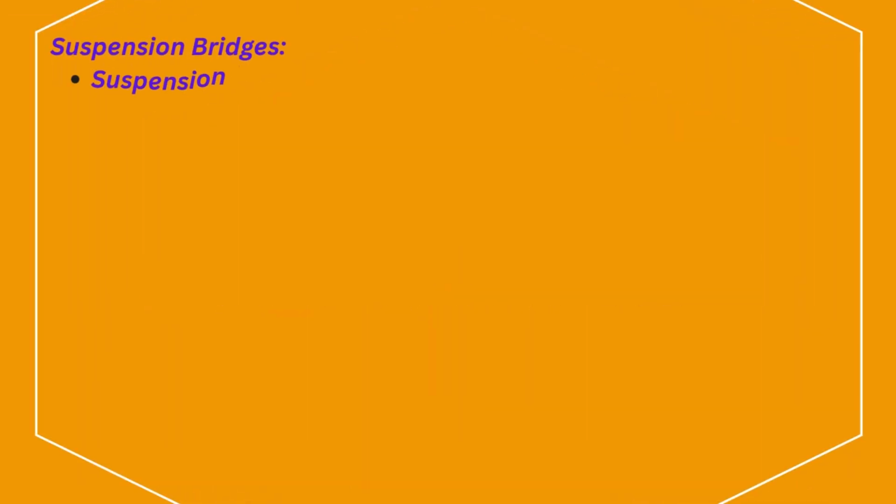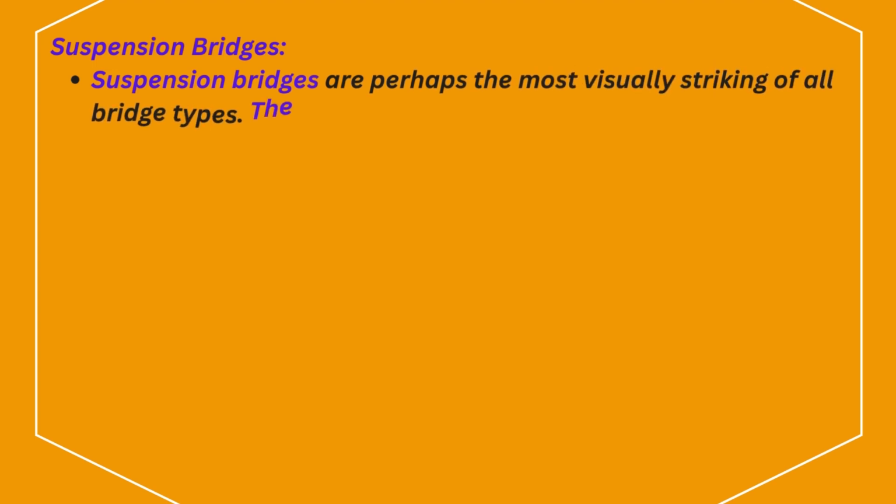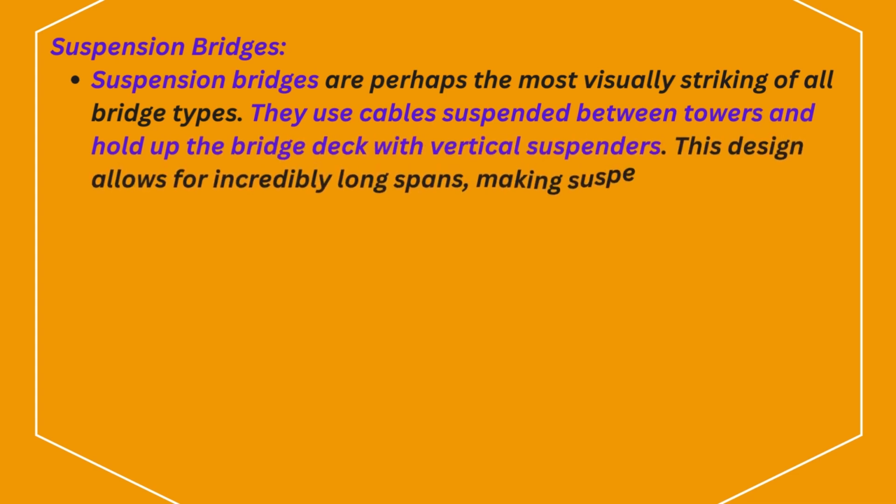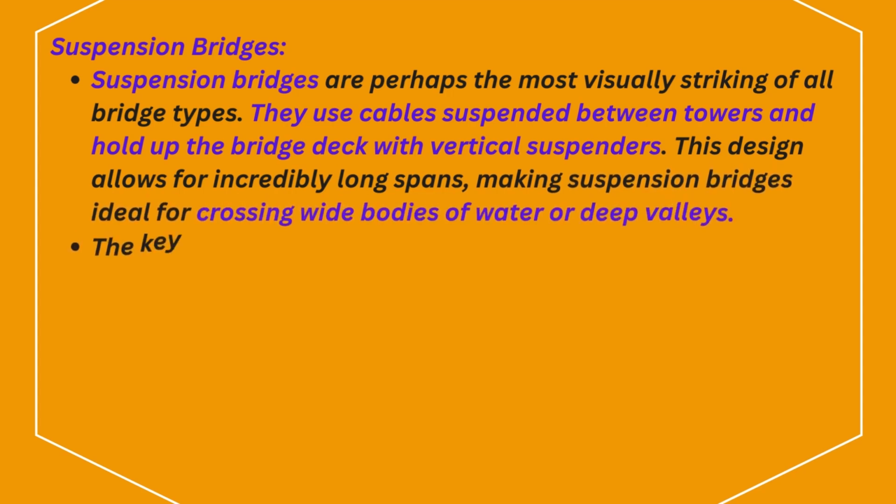Suspension bridges. Suspension bridges are perhaps the most visually striking of all bridge types. They use cables suspended between towers and hold up the bridge deck with vertical suspenders. This design allows for incredibly long spans, making suspension bridges ideal for crossing wide bodies of water or deep valleys.